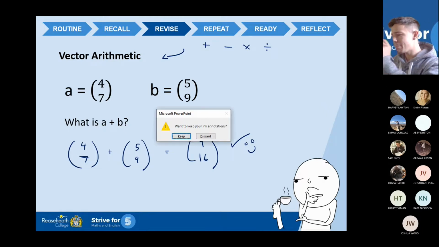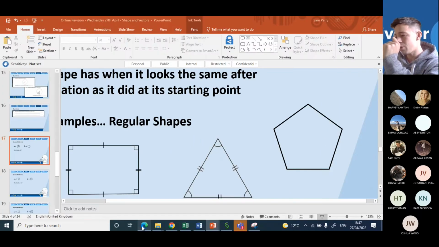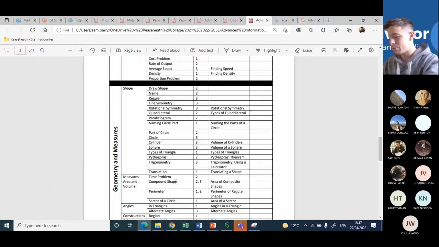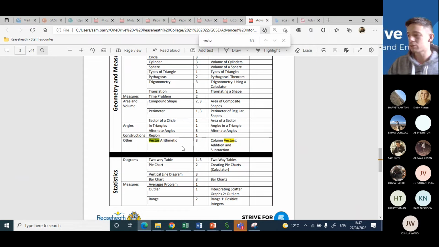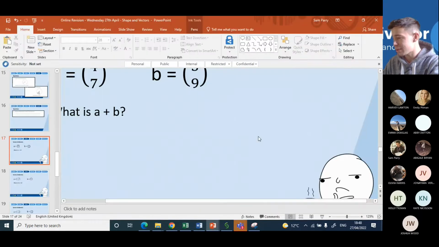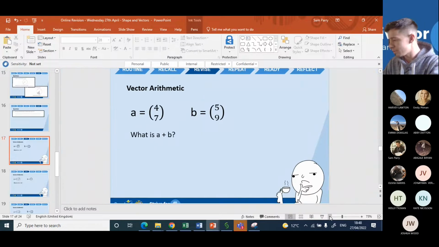Now, I am going to just quickly check something, because I want to know what paper it's coming up on, okay? So I know it's coming up. So vector arithmetic, can you see here? Vector arithmetic down there, paper 3. So what does that mean? That means I can use a calculator. So it makes your life even easier. So if you get some awkward numbers, you can use a calculator to support you in your answer, okay? Right, so let me go big screen again.